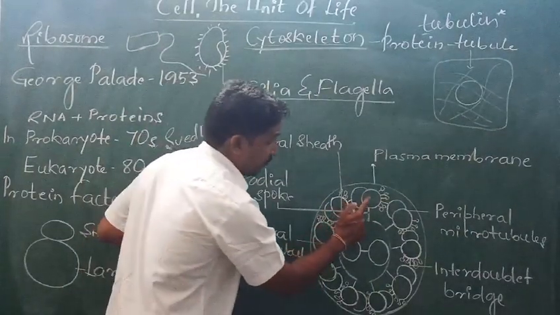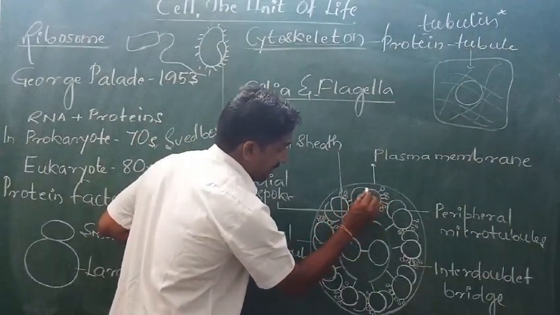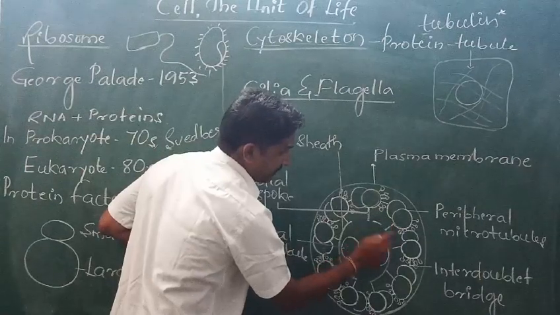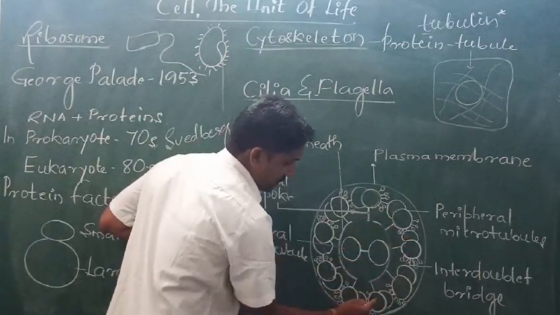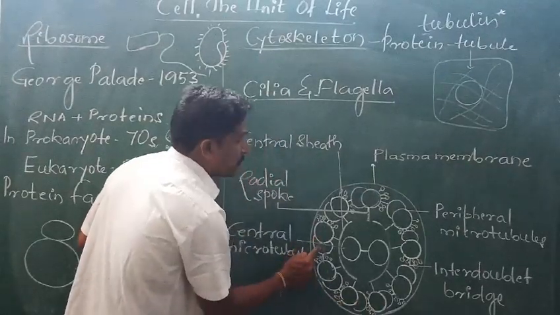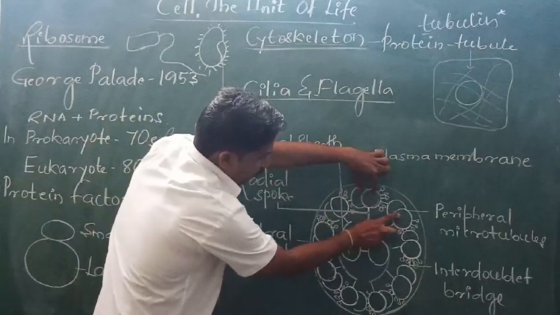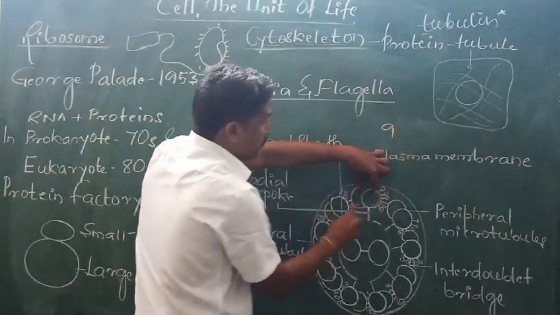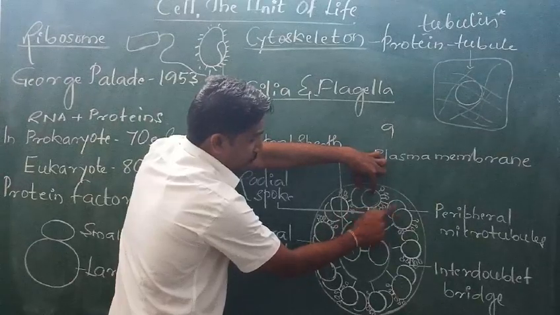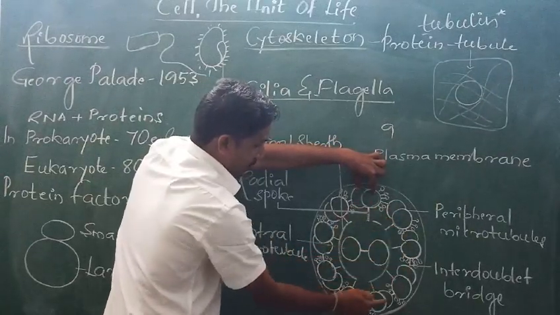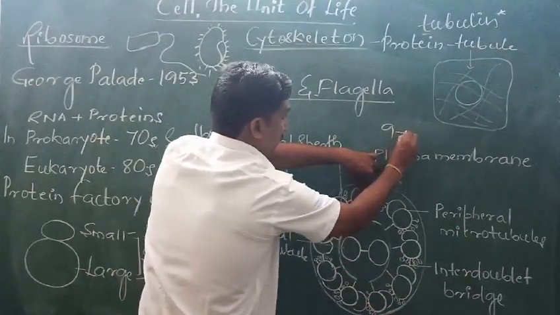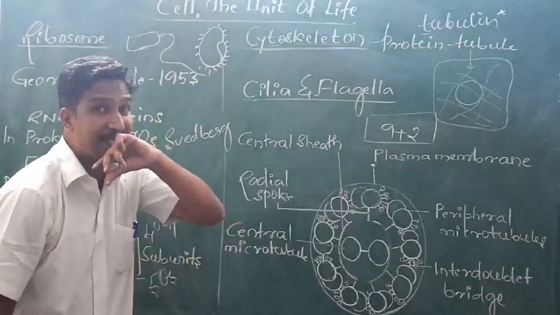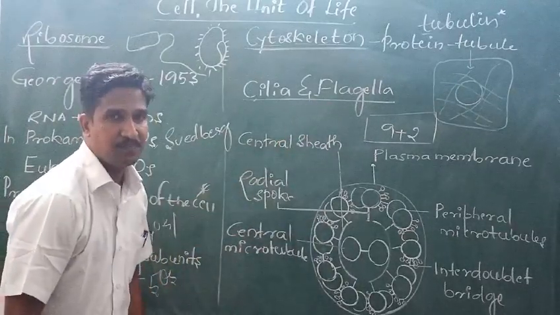The flagellum consists of one tubule and this is the second tubule. Such tubules: 1, 2, 3, 4, 5, 6, 7, 8, 9. Nine tubules were there, nine tubules as doublets, 1, 2, 1, 2 like that. Nine tubules with doublets. This is a neat-labelled question they will ask. The 9 plus 2 arrangement is the structure of flagella.